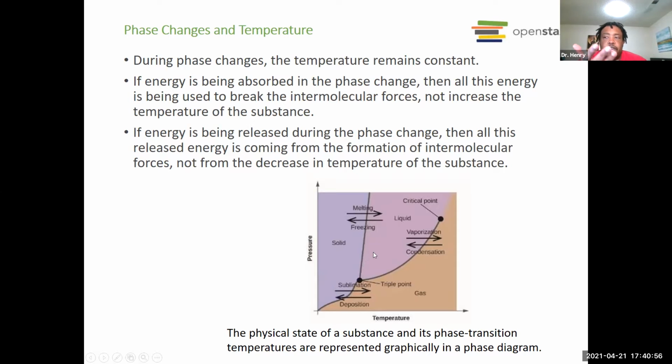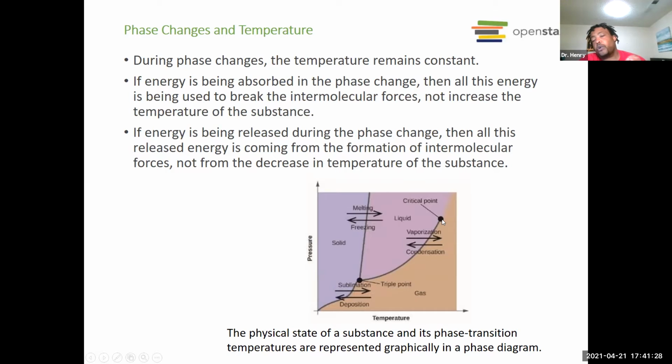And so on this phase diagram, we're showing you that transition. When you're going from a solid to a liquid, it's melting. When you go from a liquid to a solid, it's freezing. When you go from liquid to a gas, it's vaporization. When you go from a gas to liquid, it's condensation. When you go from a solid to gas, sublimation. And when you go from a gas to a solid, deposition.